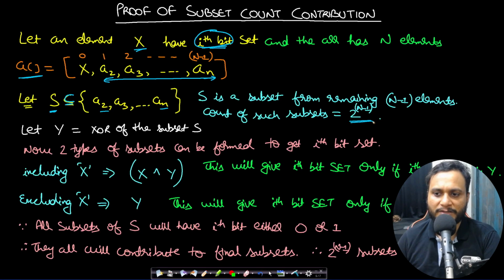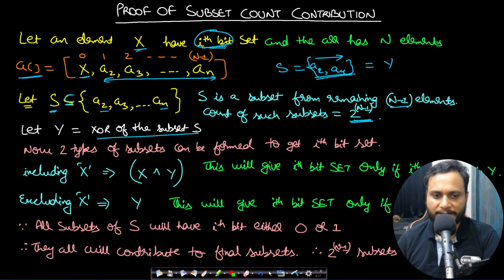2 to the power n-1 combinations of subsets, right? So S is a subset from the remaining n-1 elements, leaving out this X. The count of such subsets will be 2 to the power of n-1, right? Now let's assume any subset. Let's say that S equals A2, A4. It can be anything, but let's assume that it is A2, A4. And let's say that the XOR of this entire subset is equal to Y. So Y equals the XOR of the subset S, right? Now, two types of subsets can be formed to get the ith bit set.